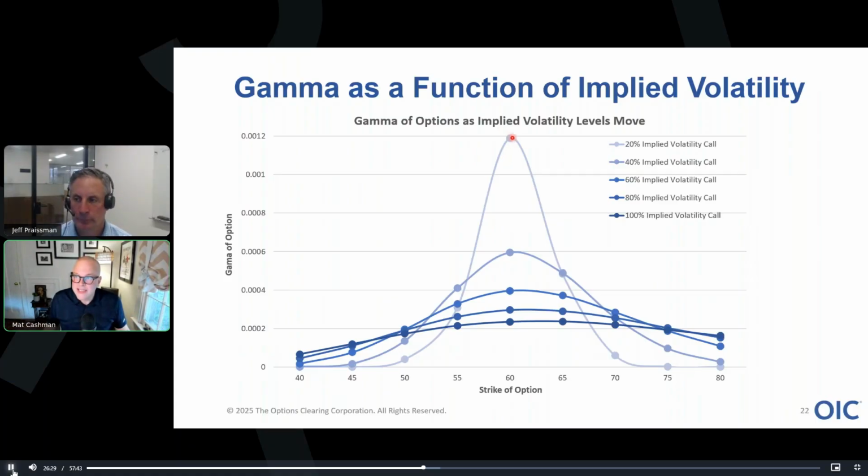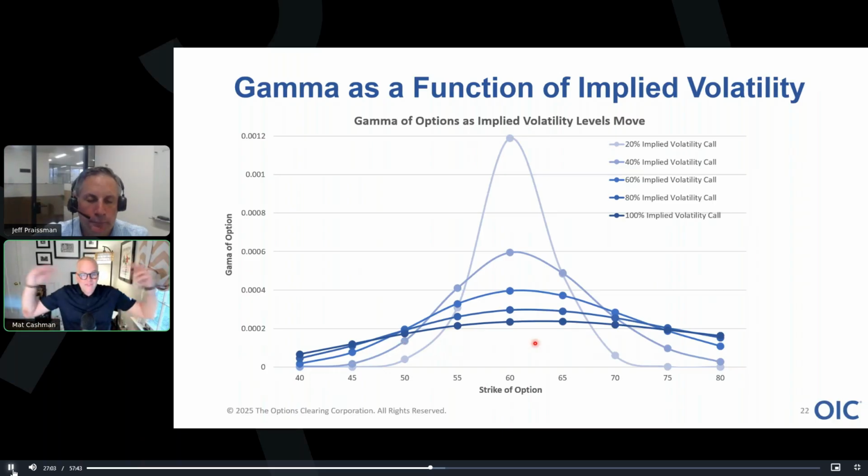For instance, look at this option right here. On a 20 vol, it has all the gamma. On a 100 vol, it's not that different than the option that's right next to it. The gamma levels start to flatten across the board. And the reason why is because the price distribution is flattening. All of these different price iterations start to become equally as likely. Remember, when vol goes to infinity, gamma goes to zero, essentially.